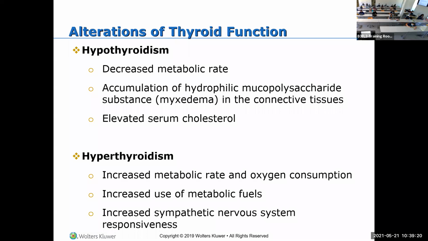Now, hyperthyroidism, look at them. Now the scene is completely reversed. Increased metabolic rate and oxygen consumption. Metabolism is above normal. Increased use of metabolic fuels. Increased sympathetic nervous system responsiveness. That results in tachycardia, hypertension, and everything going high end. Hypertension, tachycardia. Feeling hot, temperature is okay, but still I'm sweating.